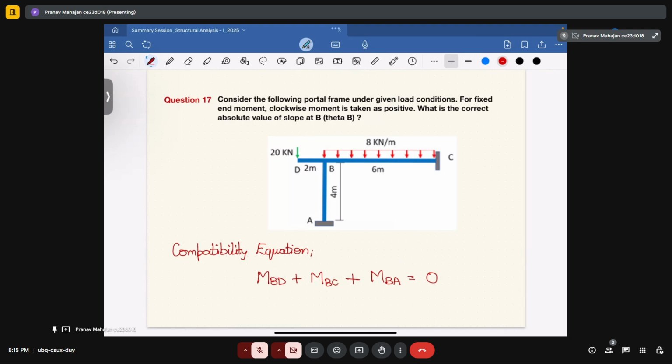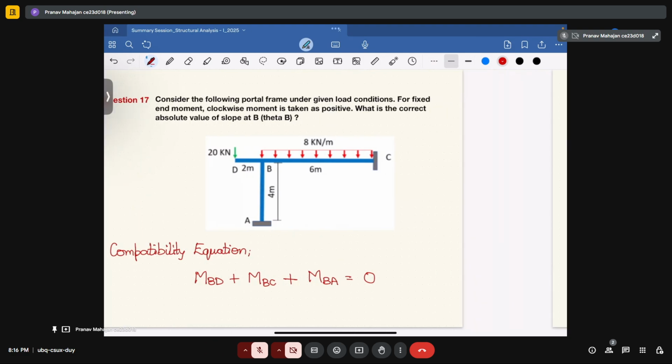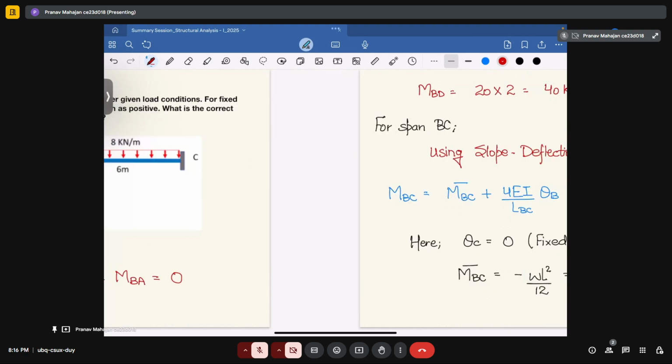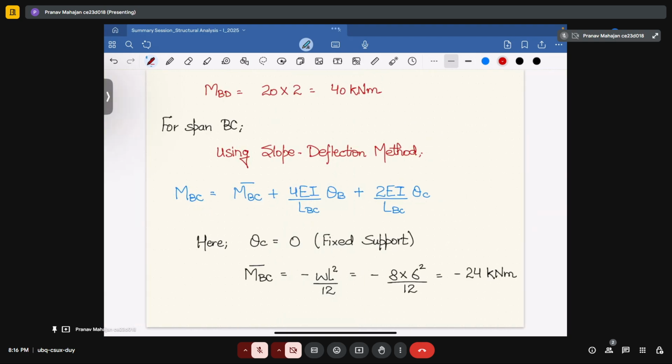Further, you can use the compatibility equation at joint B. That is, the moment at point B due to D, MBD, plus MBC plus MBA will be equal to 0. Now, what we will do? We will determine the moments of all the member forces at that particular point. First, we will calculate MBD. That will give you 40 kilonewton meter. Then we will calculate MBC. How will we calculate it? We will use the slope deflection method.